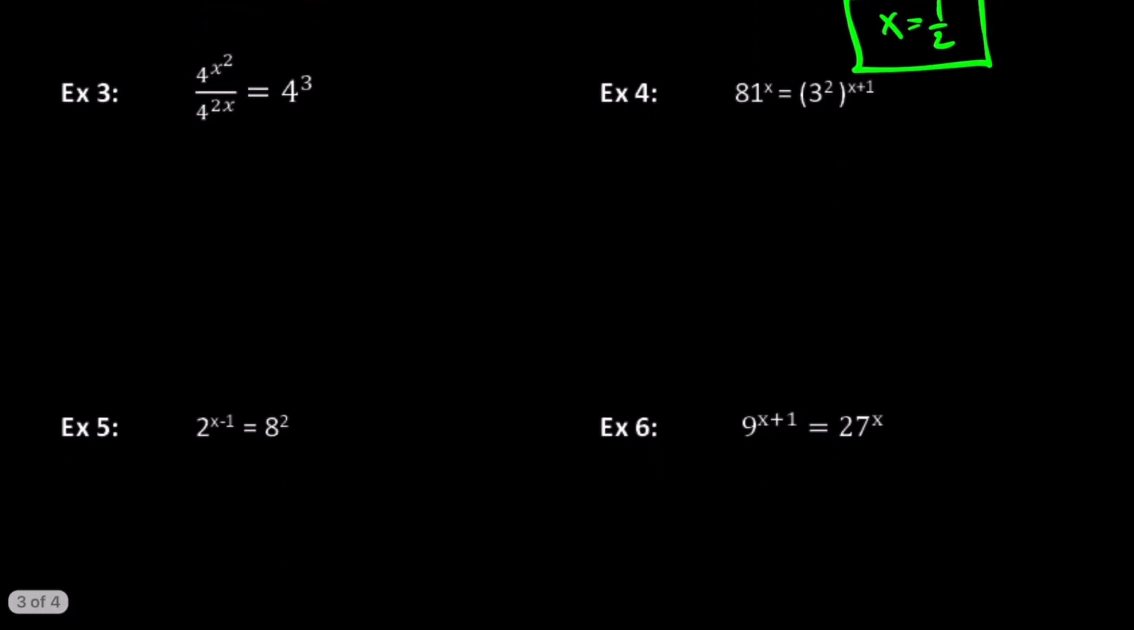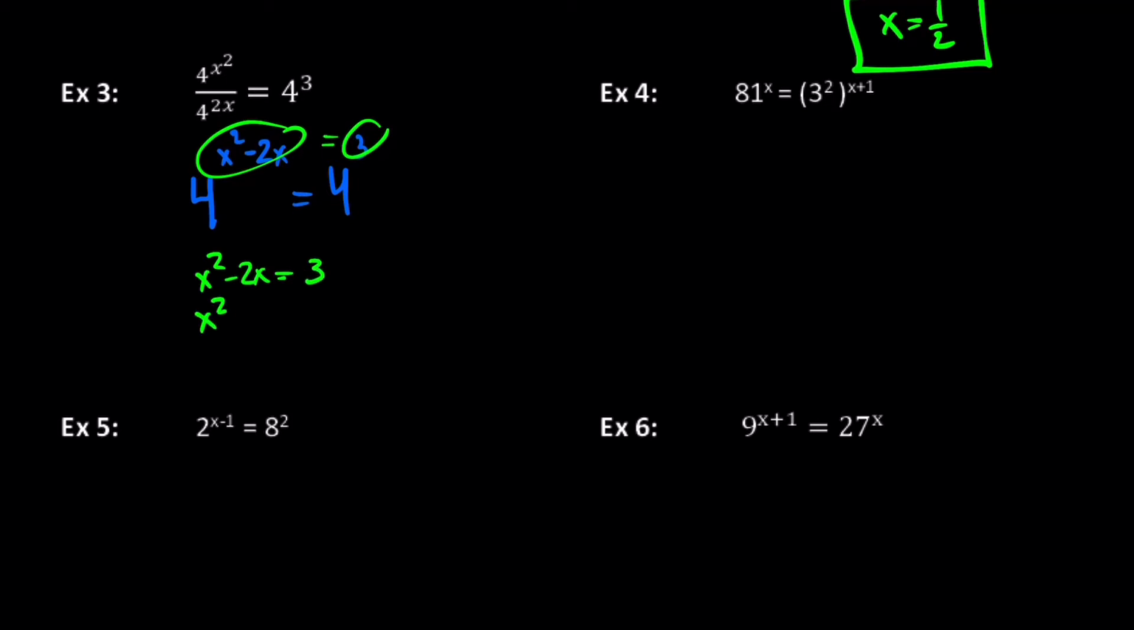Example 3. All right, so once again, I need to get this side to have a single base. That's going to be 4. We just have to remember our properties of exponents when we divide bases. You subtract the exponent. So that's x squared minus 2x equals 4 cubed. Now we can just set those exponents equal. So that gives me x squared minus 2x equals 3.